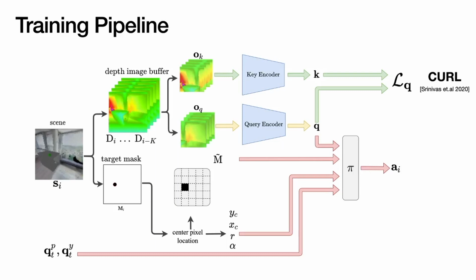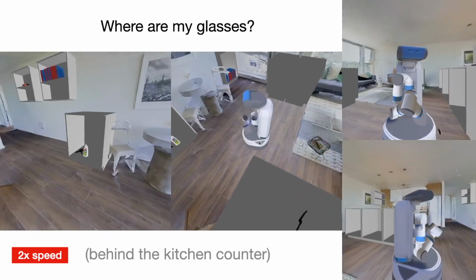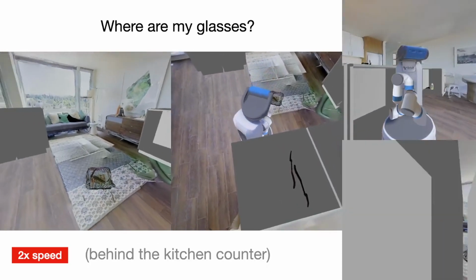Okay, now we'll go back to the whole pipeline. During the optimization, the contrastive loss is jointly optimized with soft actor critic. In this picture, you can see how the policy is trained by the RL loss, the key encoder is trained by the contrastive loss, and the query encoder is trained using both. Once trained, the policy can be directly deployed on the Fetch robot in the simulation. Let's look at the example. In this example, the robot is searching for glasses which are placed behind the kitchen counter.